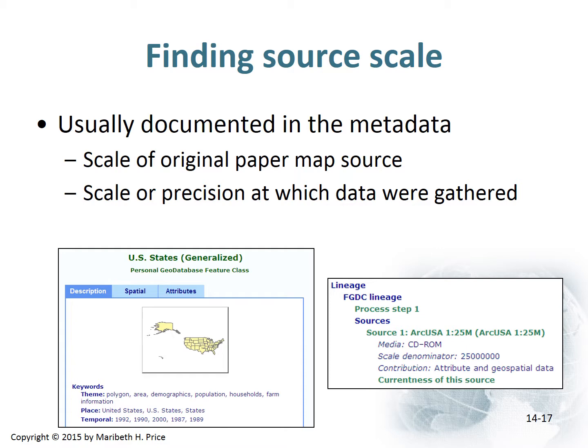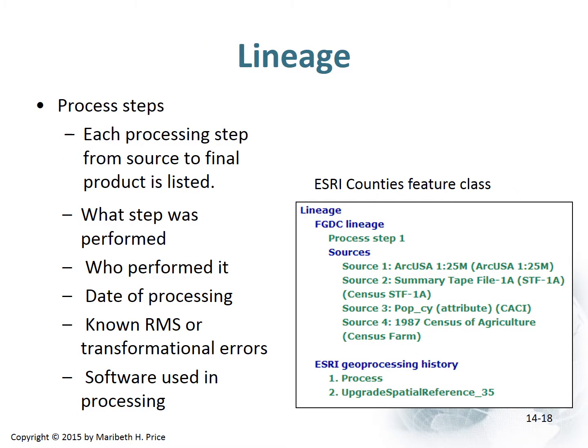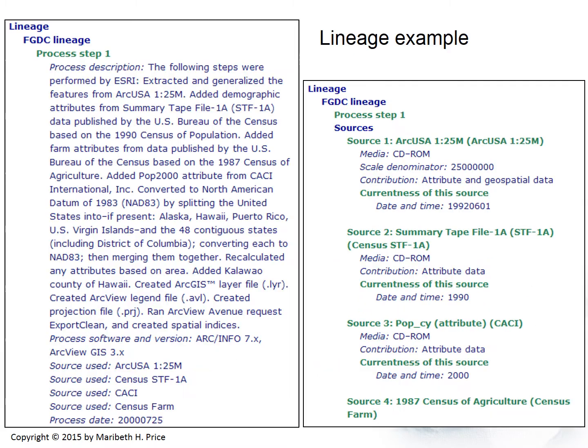To find the source scale, usually it's documented in the metadata, the scale of the original paper map source, or the scale of precision that the data was gathered. It's typically in there, and it's an important element. When we talk about lineage, we're talking about the process steps. Each process step from the source to the final product is listed. What step was performed, who did it, when was it, if you made changes, or the transformational errors, or the root mean square errors, and what software was used. Here are some examples of what that would look like.